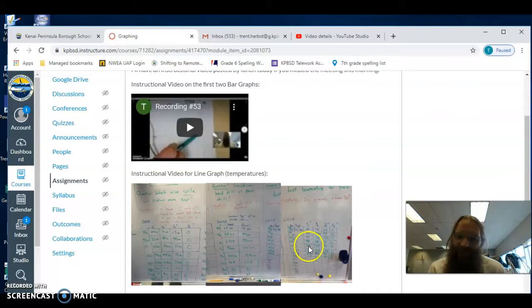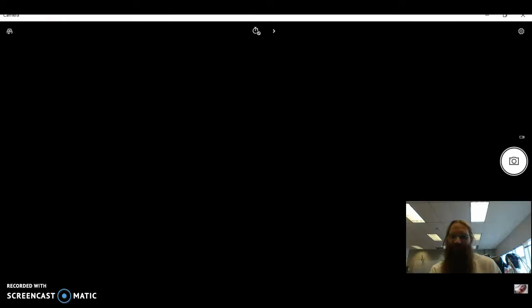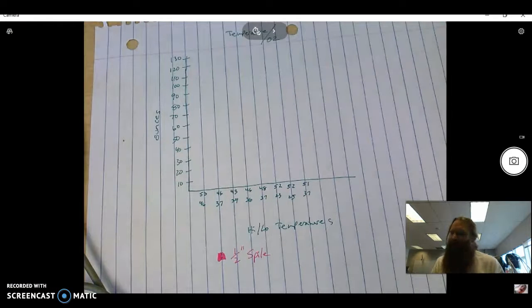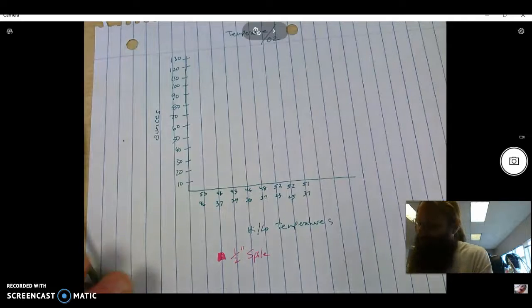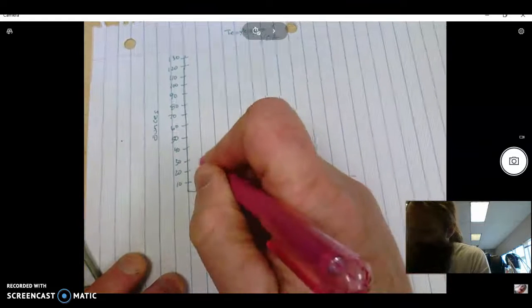All of these are now going to be on your graph. So it's going to be 30, 32, 36, 98, 105, 125, 50, and 25 for the 1/2 inch spile. So I'm going to show you how that looks on the line graph. Let's go here. Okay, the first one was 30.